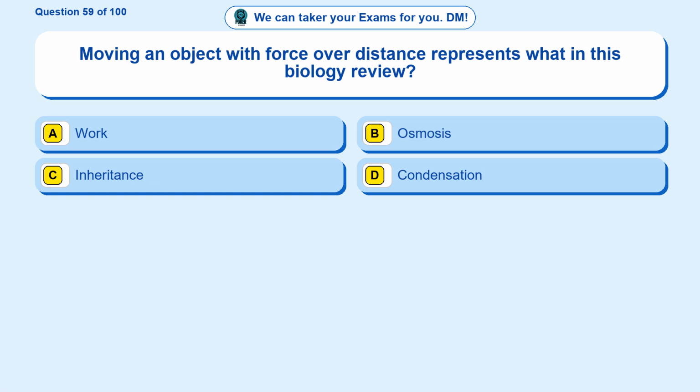Question 59. Moving an object with force over distance represents what in this biology review? Option A, work. Option B, osmosis. Option C, inheritance. Option D, condensation. The correct answer is option A, work.